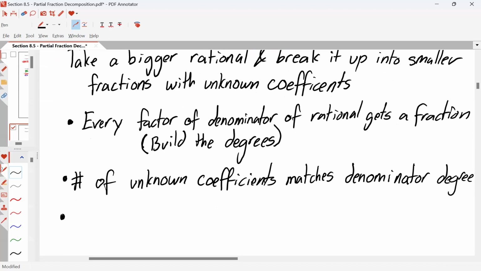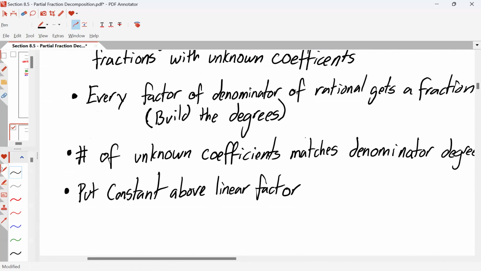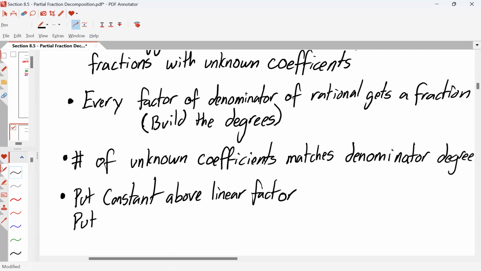And the last thing is when we have a linear factor, we're going to put a constant above the linear factor. And when we have an irreducible quadratic factor, we're going to put a linear above it. So we're going to cut down the degree by 1. We'll see again what this looks like. So above an irreducible quadratic, we're going to put a linear.